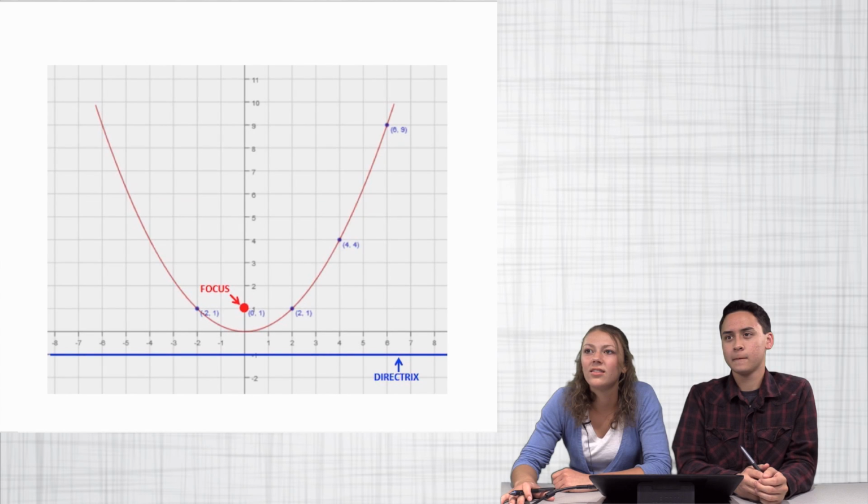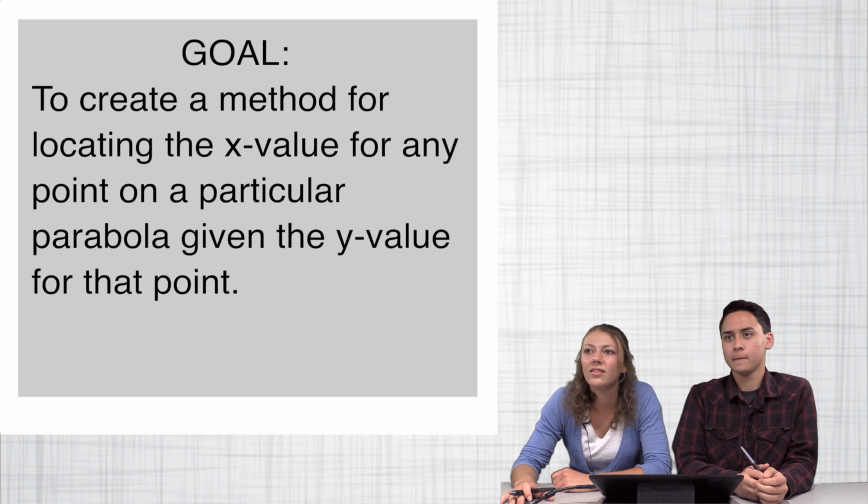In the last lesson, Sasha and Keone worked with the parabola that you see here. When the teacher provided the y value of a point on the parabola, like y equals 7, Sasha and Keone were able to find the x value for that point. In this lesson, they will generalize what they did in lesson 2 to create a method for finding the x value for any point on this parabola, given the y value of that point.